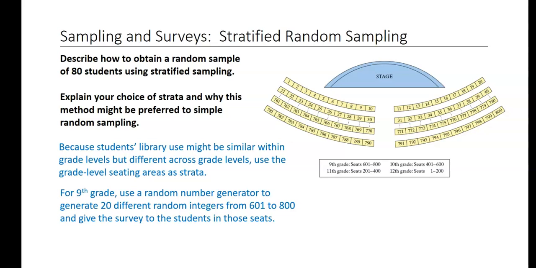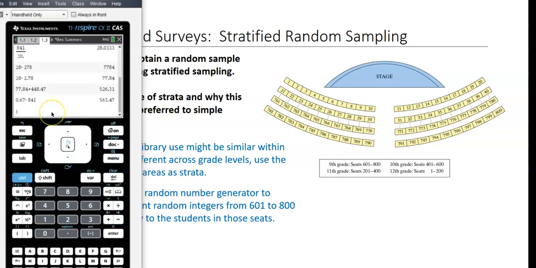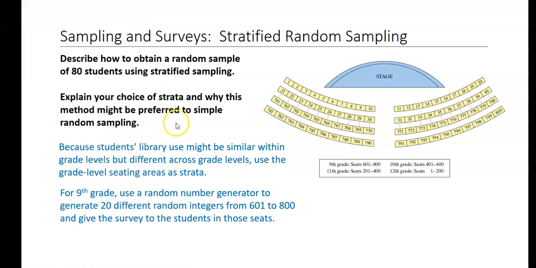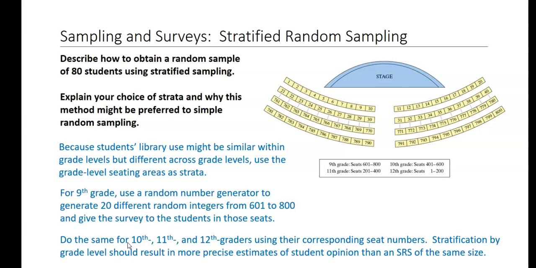So they're describing their method. They're going to do a simple random sample inside of all those ninth grader seats, which go from 601 to 800. So you would get your calculator out probably. Okay, from 601, so randInt from 601 to 800, and I want to choose 20 of them. And so it'll choose 20 values between 601 and 800, and you can grab those or go one at a time. Do the same for the 11th, 12th, and 10th graders there.